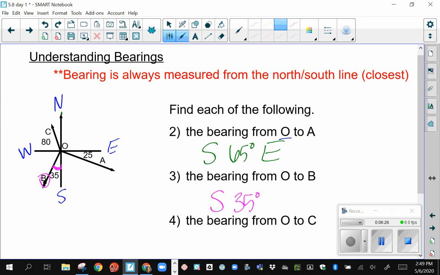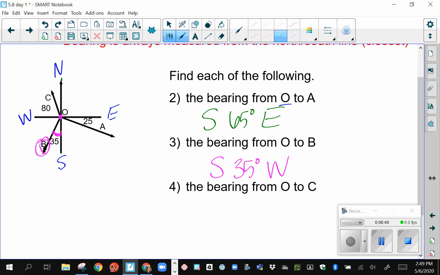Is it closer to east? Is it closest to west? It would be to the west. So this would be like if your boat is starting at the origin and I need to get to an aircraft carrier or whatever at point B, how would we look at our compass? And we would travel 35 degrees west of south is what that means.